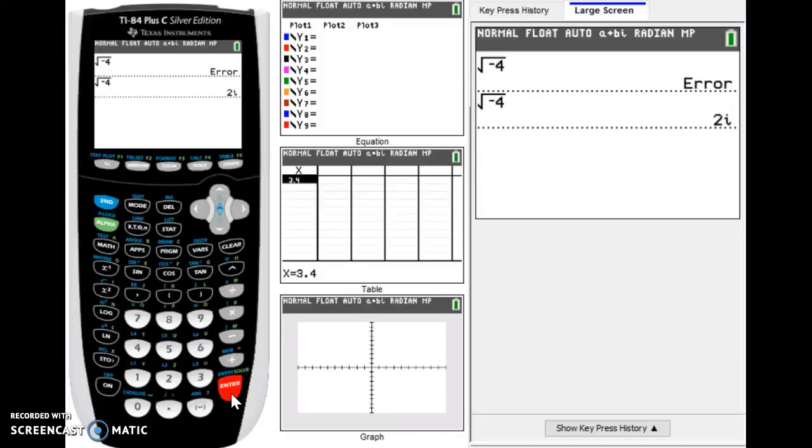This setting will not change the way your calculator works with real numbers, so you can just leave it alone for any future problems that you might be doing. You don't have to change it back.